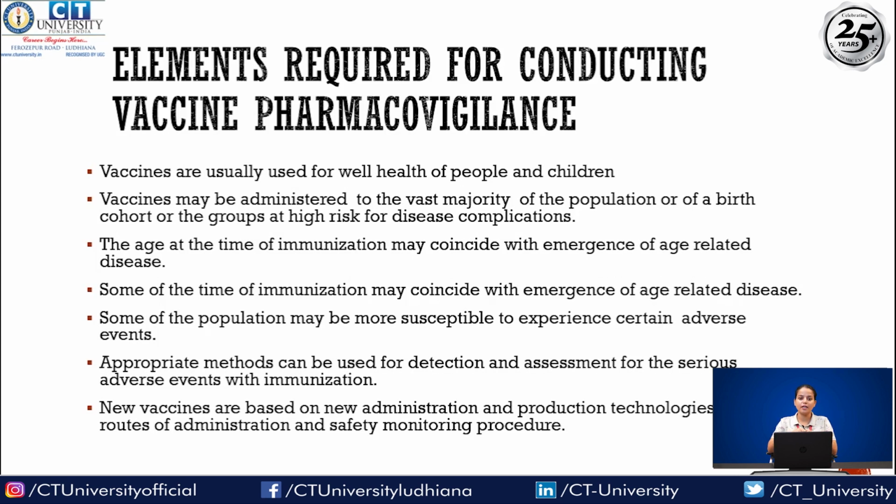Next, there are certain elements that are required for conducting vaccine pharmacovigilance. So what are the elements that are used in conducting vaccine pharmacovigilance? Vaccines are usually used for the well-being of the people, for the well-being of the children. Second, vaccine may be administered to the vast majority of the population, or of a birth cohort, or the group of higher risk of disease complications. Then the age at the time of immunization may coincide with the emergence of age-related diseases. Appropriate methods can be used for the detection and assessment of serious AEFI, adverse event following immunization.